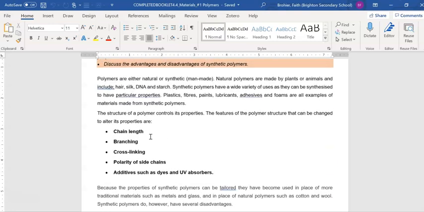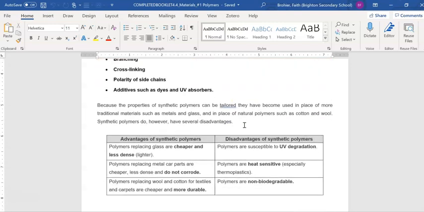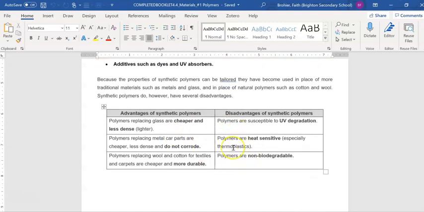They do, however, have some disadvantages, and you do need to, for the sake of this course, know some advantages and disadvantages. So they're susceptible to UV degradation, which means they can be broken down by UV light. They're also heat sensitive, especially thermoplastics. Hopefully you remember thermoplastics, thermoset and thermoplastic polymers, two different types. But they're also non-biodegradable, so they're not easy to break down.